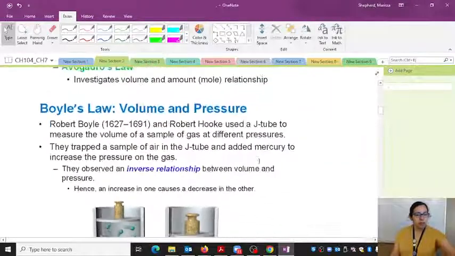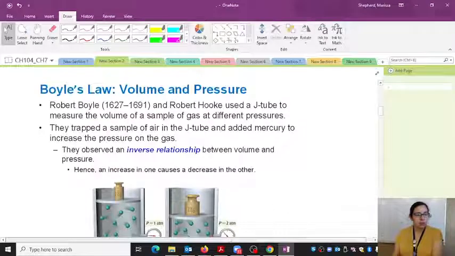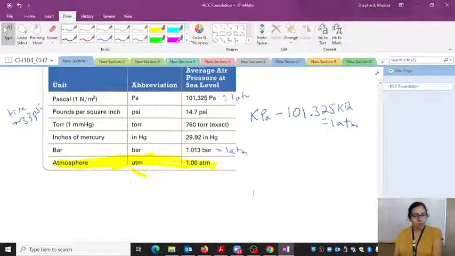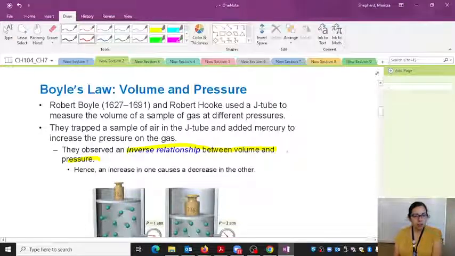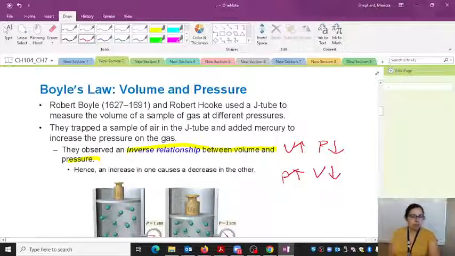So Boyle's law, what they did is Boyle and Hooke used a J tube to measure the volume of gases at different pressures. They trapped a sample of air in a J tube and added mercury to increase the pressure. And then they noticed an inverse relationship between volume and pressure. So inverse meaning if volume increases, then pressure has to decrease, or vice versa. So if pressure increases, that must mean volume is decreasing.